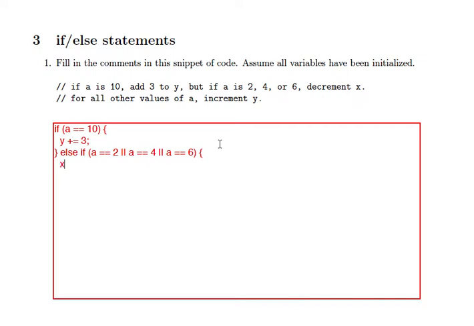Decrement X. Decrement is the same thing as make it go down, usually by 1. If decrement doesn't say anything else, it's just make it go down by 1. For all other values would mean else. Increment Y, Y plus plus, and that's it. Always good practice to have the curly brackets in, even if you don't think you're going to need them.